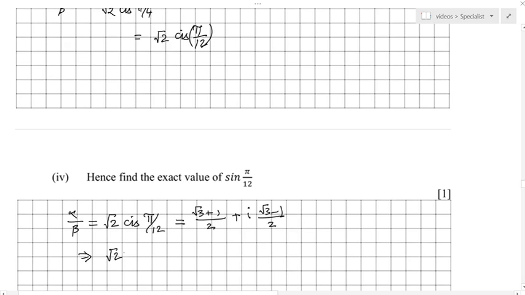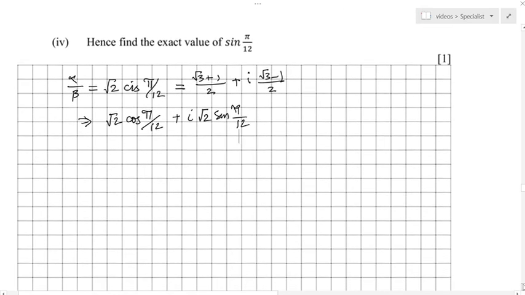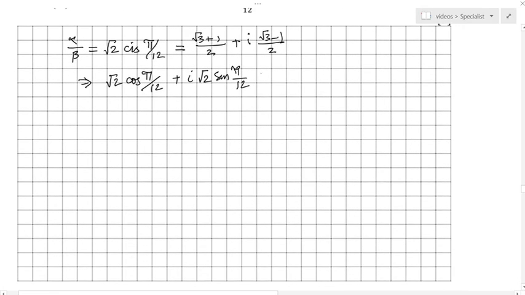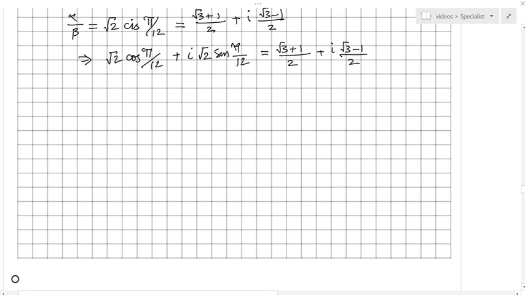So I get root 2 cos pi over 12 plus iota root 2 sine pi over 12, and that is equal to root 3 plus 1 over 2 plus iota root 3 minus 1 over 2. Now we got two complex numbers which are equal, so obviously their real and imaginary parts should be equal, but we only want the value of sine pi over 12, so we'll just equate the imaginary parts.